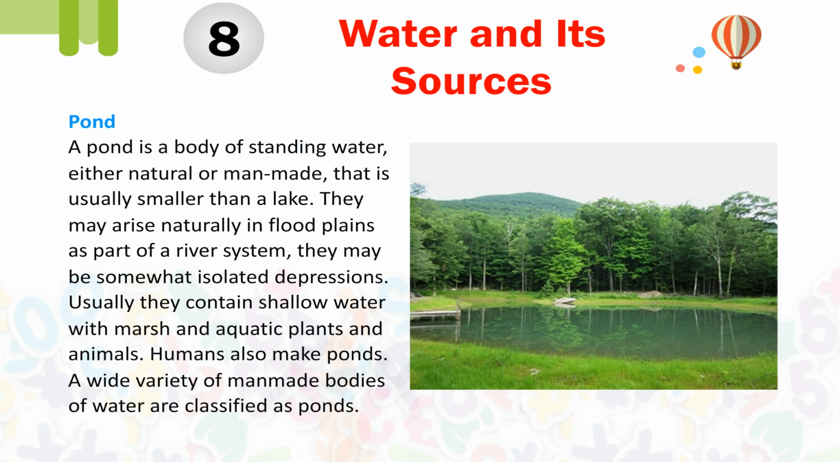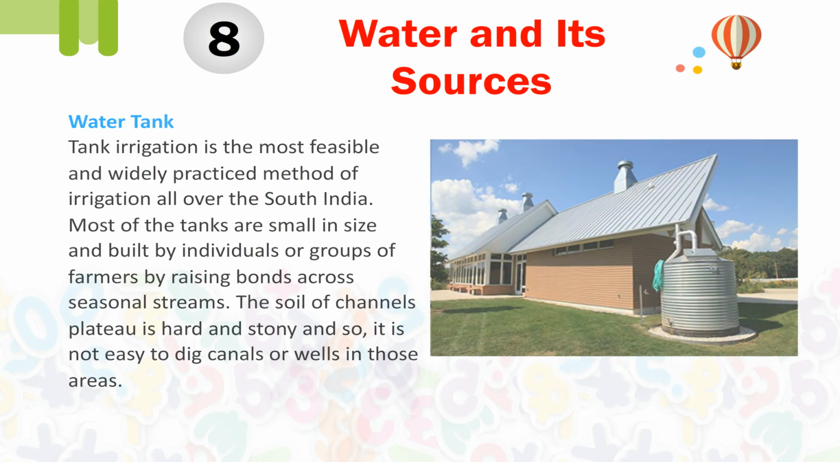Pond. A pond is a body of standing water, either natural or man-made, that is usually smaller than a lake. They may arise naturally in floodplains as part of a river system. They may be somewhat isolated depressions. Usually they contain shallow water with marsh and aquatic plants and animals. Humans also make ponds. A wide variety of man-made bodies of water are classified as ponds.